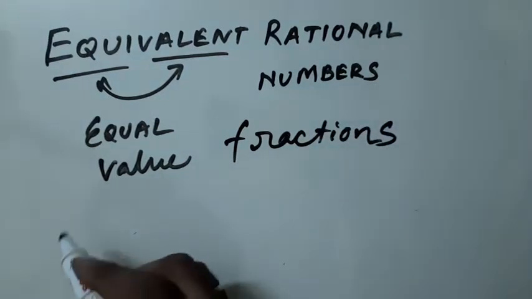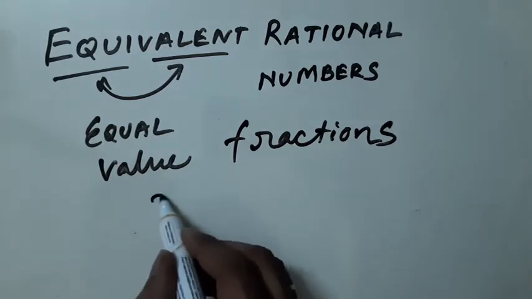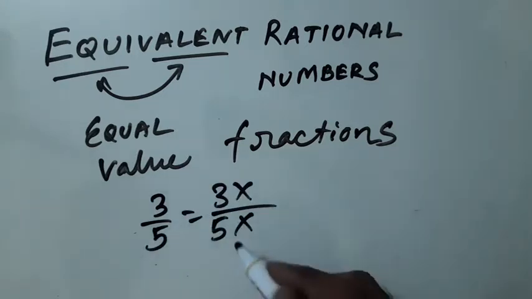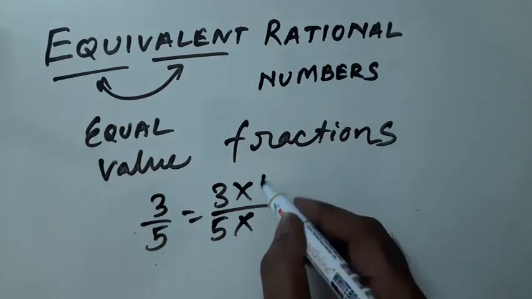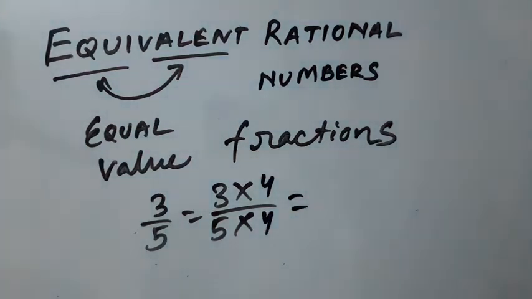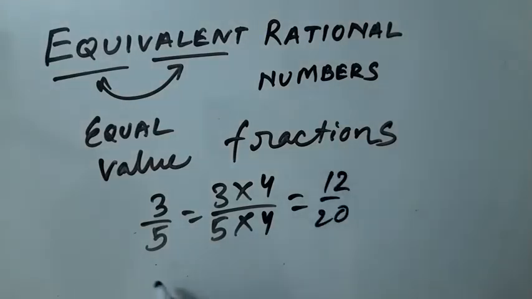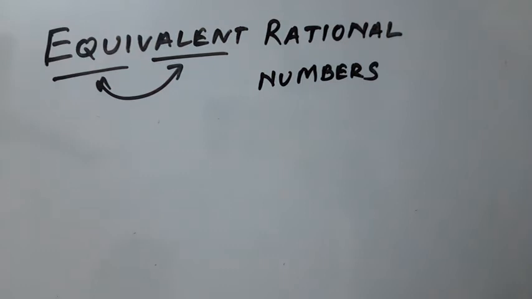That is equivalent fractions. So to get equivalent fractions, what we did, suppose we take a fraction 3 by 5, we multiplied the numerator and the denominator by any natural number like 4. So if we multiply 4 to the numerator and also to the denominator, we get 12 by 20. So 3 by 5 and 12 by 20 were called equivalent fractions. Now here we will use the same logic to find equivalent fractions.